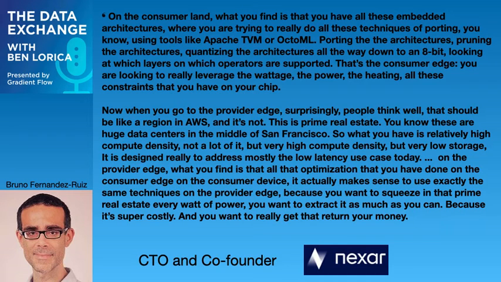Now, when you go to the provider edge, surprisingly, people think, well, that should be like a region in AWS, and it's not. This is prime real estate. You cannot end up with these huge data centers in the middle of San Francisco. So what you have is relatively high compute density, not a lot of it, but very high compute density, but very low storage. And it is designed really to address mostly the low latency use case today, and towards 5G to start to address the high bandwidth use case. That 5G should really not be about just people streaming Netflix on 4K, but also the ability to now shift.